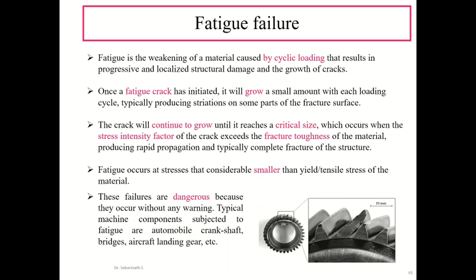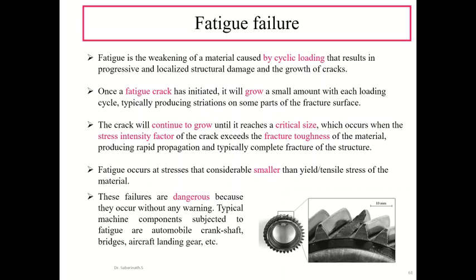So next is fatigue failure. Fatigue is another type of failure, basically a type of failure which occurs under fluctuating stress. So fatigue failure is the weakening of a material caused by cyclic loading that results in progressive and localized structural damage and the growth of cracks.